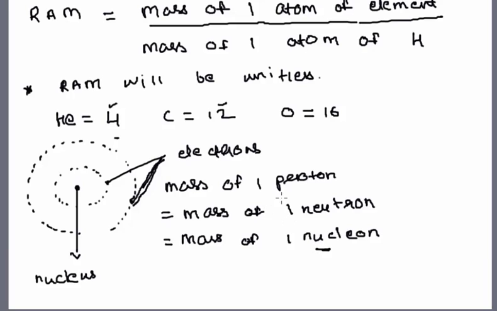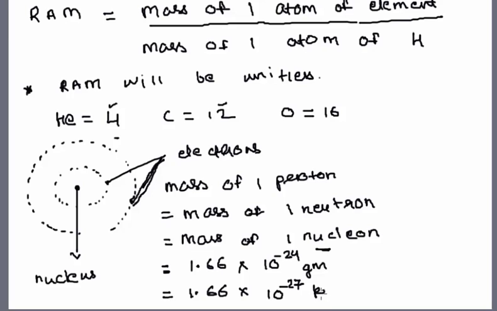So coming back to the point, the mass of one proton is equal to the mass of one neutron is equal to the mass of one nucleon, which is equal to 1.66 into 10 raised to the power minus 24 gram. This is the mass of one nucleon, and if we convert it into kilograms, we divide it by 1000. So that gives me 1.66 into 10 raised to the power minus 27 kilograms. So this is the mass of one nucleon.